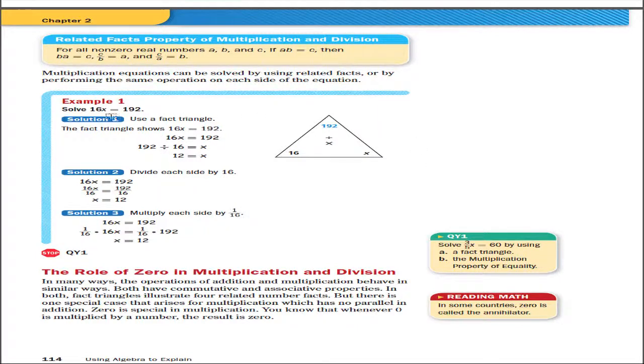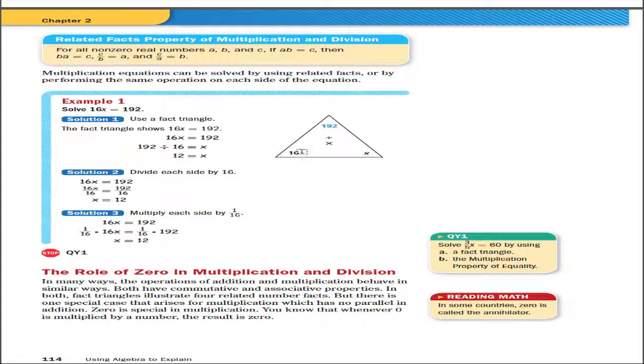Here we have that 16 times x is equal to 192, so the product is up here, 192. We have that 16 times x is down here. We're going to make use of the math facts, and the one that really works for us is 192 divided by 16 is going to equal x. So we go ahead and we do that division. We see that 16 goes into 192 12 times, and 12 is equal to x. We could check this answer by multiplying 12 times 16 and verifying that it works.